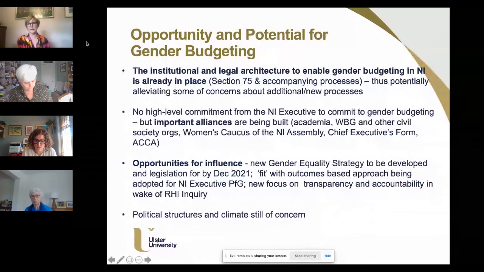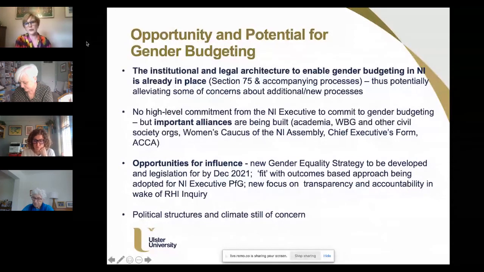The Women's Budget Group has been working very hard, building relationships with academics, with other civil society organisations, and with politicians. The Women's Caucus of the Northern Ireland Assembly is, hopefully at the end of the month, going to bring forward a motion on gender budgeting to the Assembly, and has got agreement in the caucus to that.